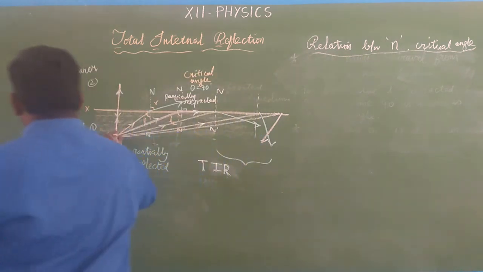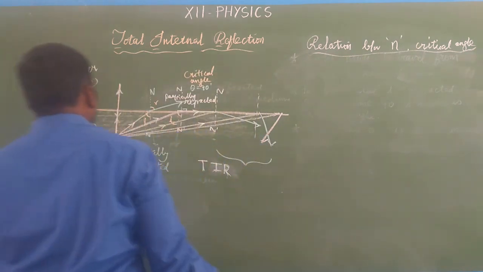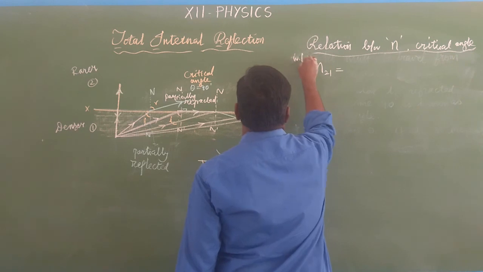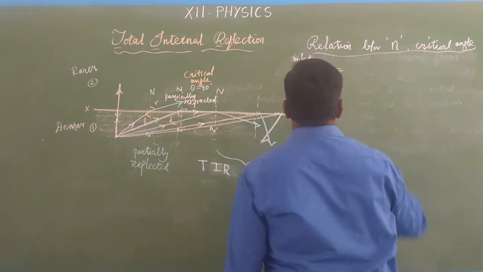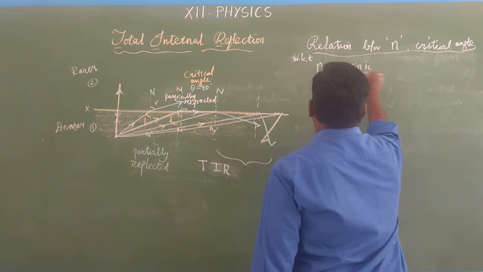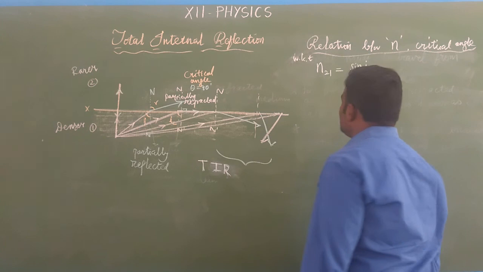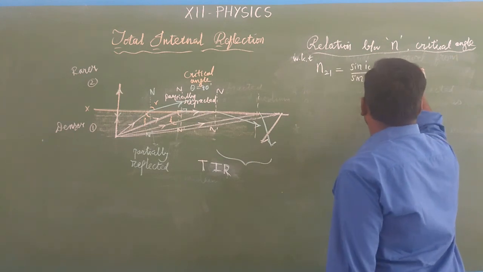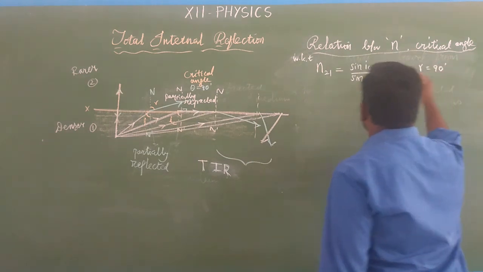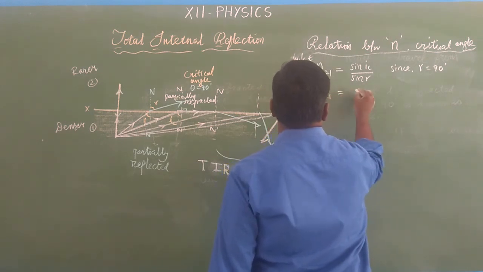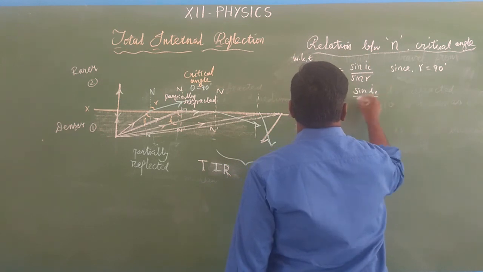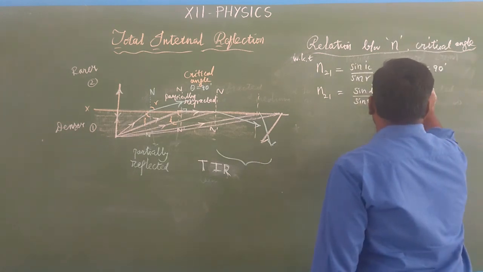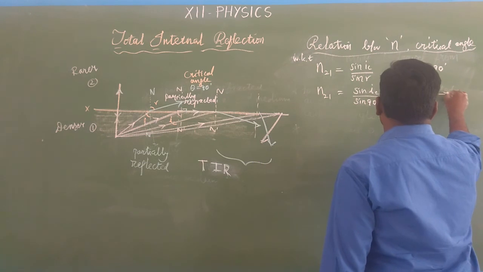We know that the refractive index of the second medium with respect to the first medium is equal to sin i by sin r. But under the condition that for a particular angle of incidence the refracted angle becomes 90 degrees, since r is equal to 90 degrees, the refractive index of the second medium with respect to the first medium is equal to sin IC divided by sin 90 degrees. What is this value? 1. So it is sin IC divided by 1. This is equation number 1.